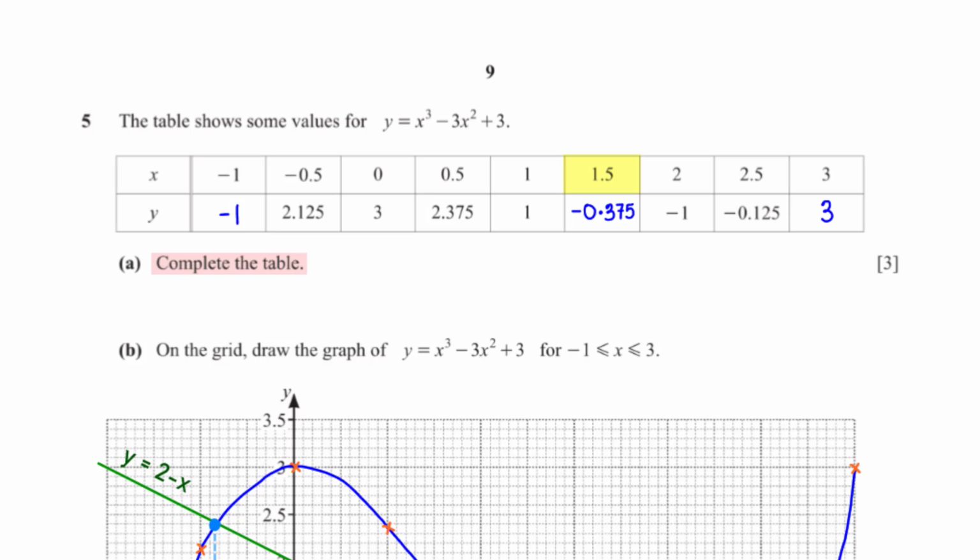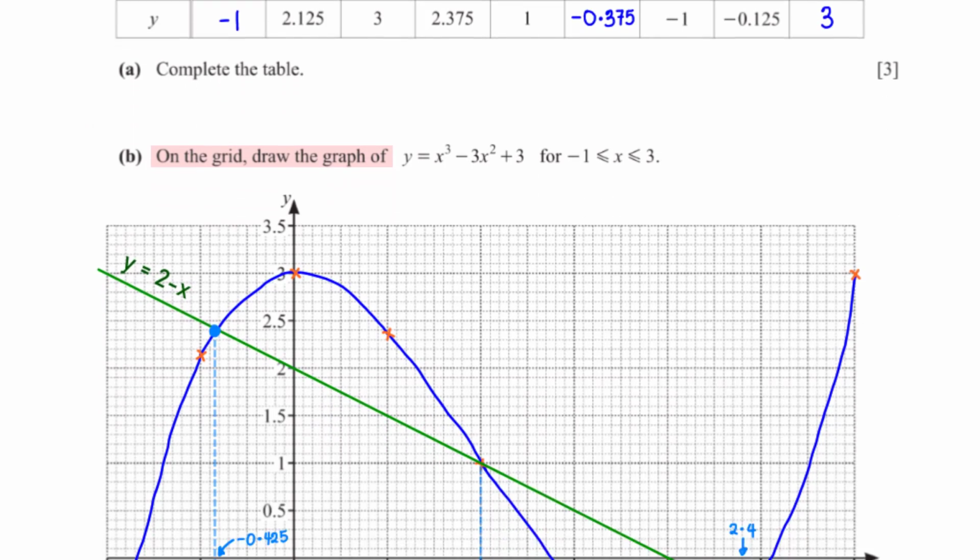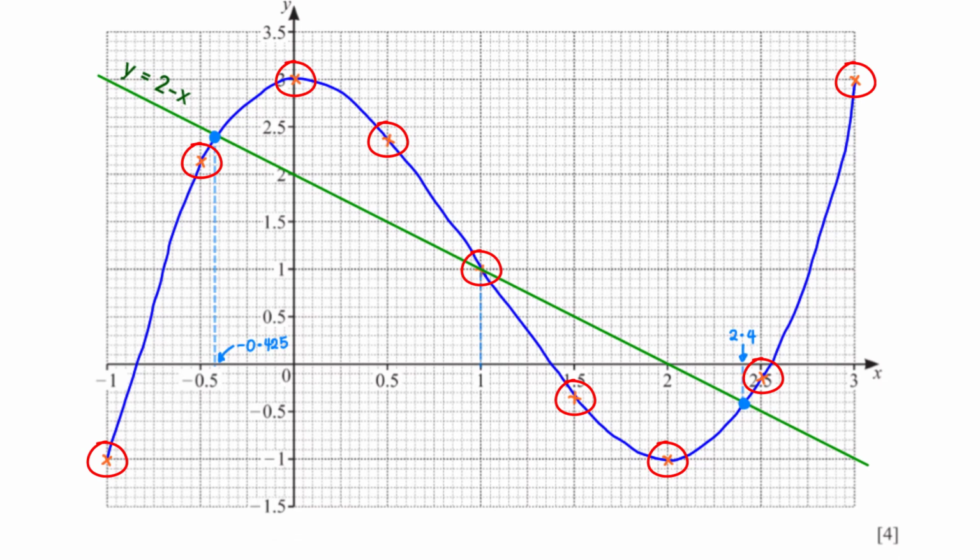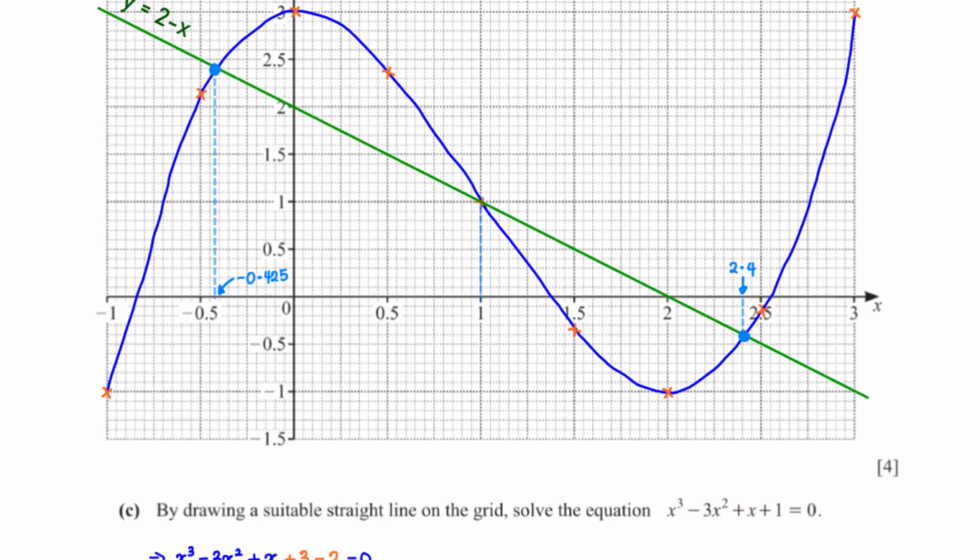For x equals 1.5, we get y equals -0.375. And for x equals 3, we get y equals 3. On the grid, draw the graph of y equals x cubed minus 3x squared plus 3 for x greater than or equal to -1 and less than or equal to 3. So on the grid, we plot all the points from the table and connect the points with a smooth line.